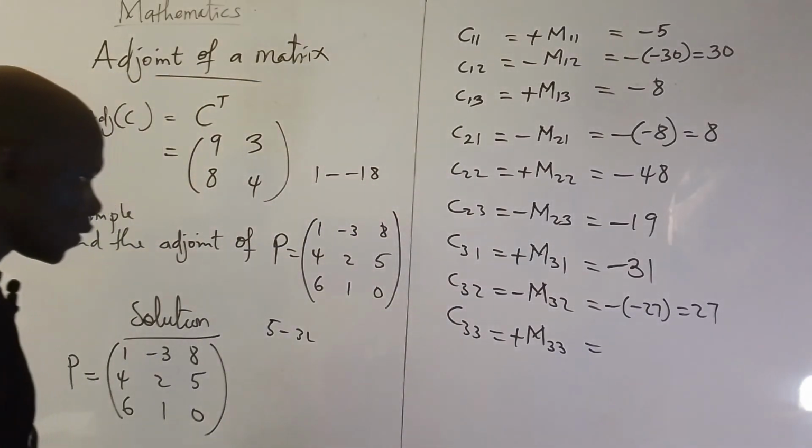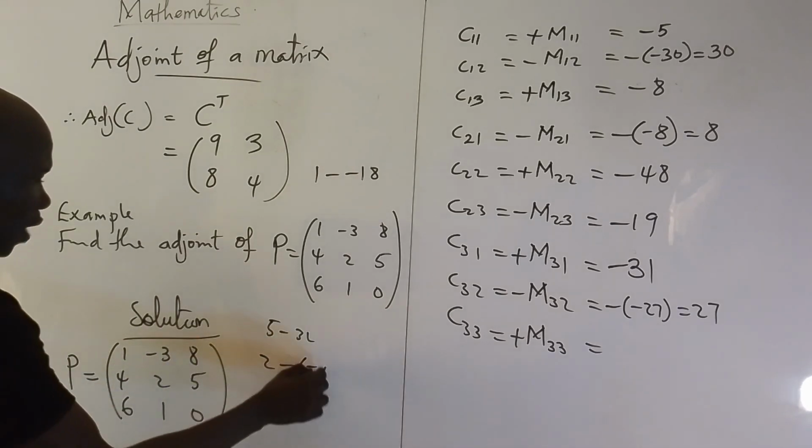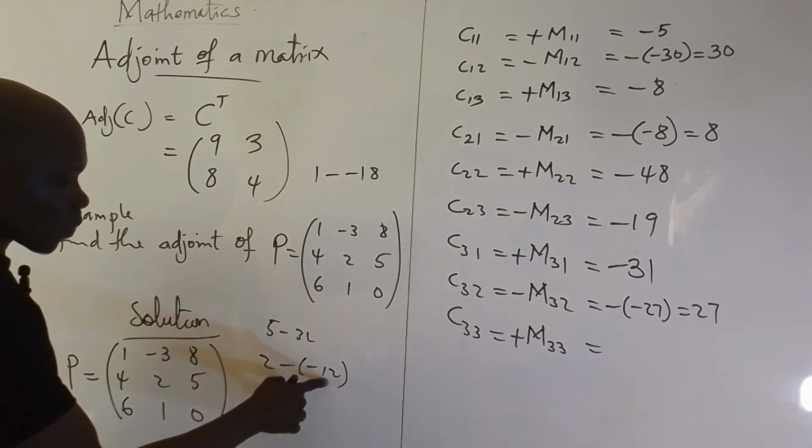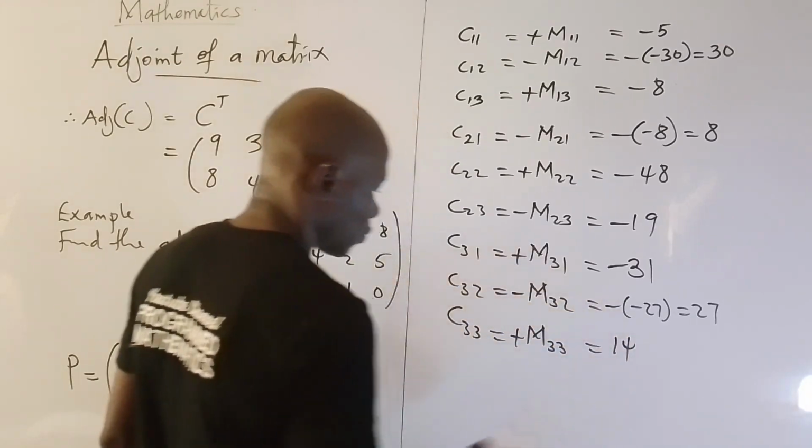Then the last one is the M33. Okay, third row, third column. 1, 2, minus 3, and 4. So 1 times 2 is 2, minus 4 times minus 3 is minus 12. 2 minus minus 12 is 14. So this is plus 14.